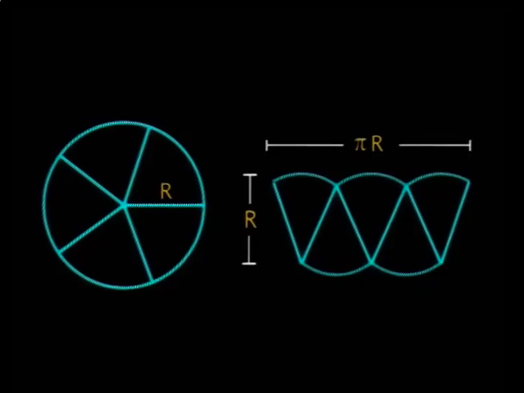This is again the same problem on the slide. This is the base pi r, and this is the height r, and this is the circle whose area you wish to calculate. It becomes equal to pi r times r, which is pi r squared.